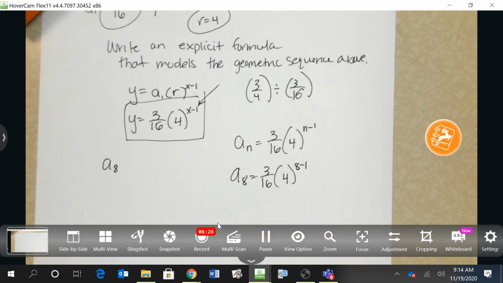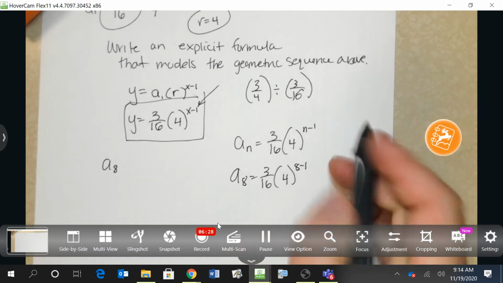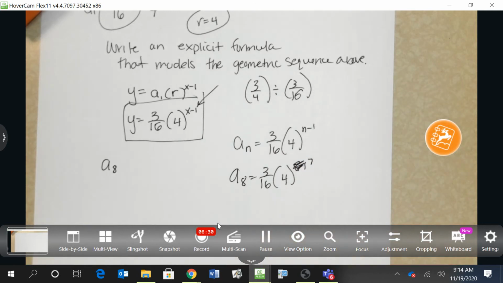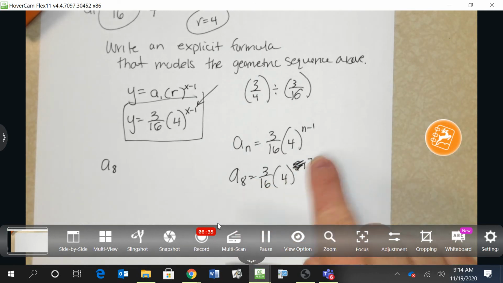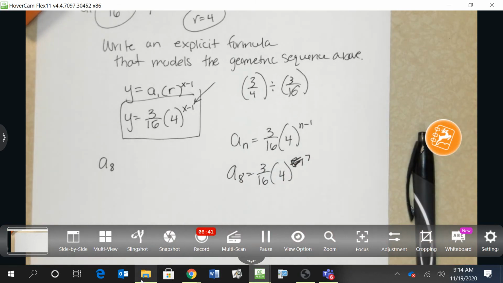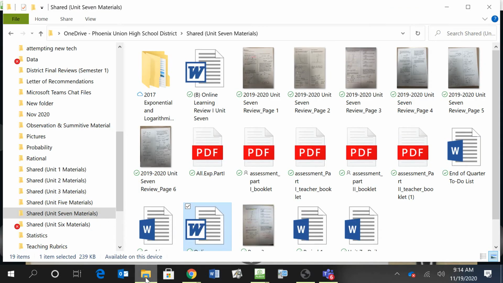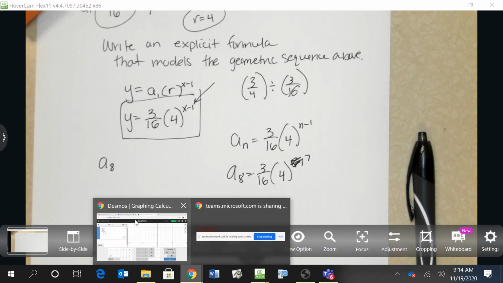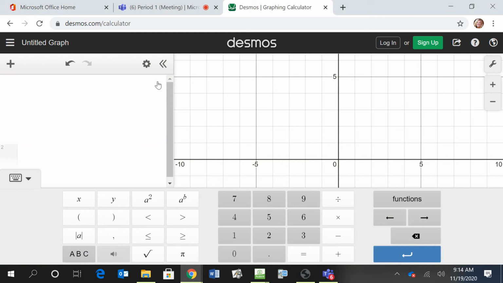Now, a common mistake is, students know 8 minus 1 is 7. They know that part. But the mistake is that they often want to multiply first and then raise it to the 7th. Remember, PEMDAS, order of operations, says do exponents first before you multiply. So I'm going to do exactly that. I'm going to take 4, and I'm going to raise it to the 7th.